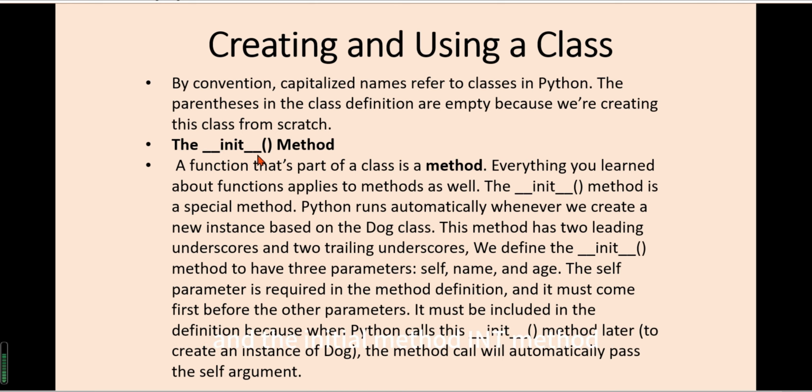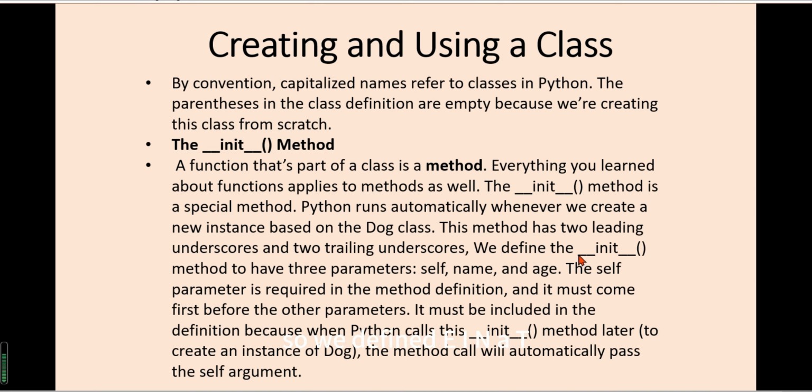The __init__ method is a function that's part of a class, and a function that's part of a class is a method. So everything you learned about functions applies to methods as well. The __init__ method is a special method Python runs automatically whenever we create a new instance based on the Dog class. This method has two leading underscores and two trailing underscores.